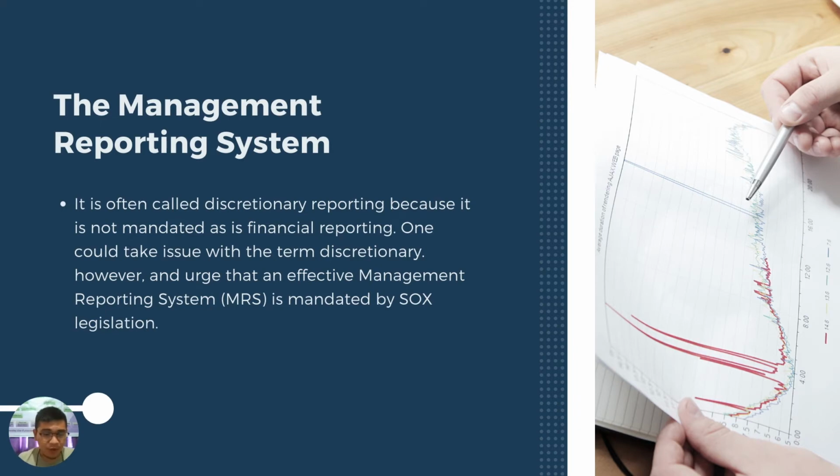One could take issue with the term discretionary, however, and argue that the effective management reporting system, or MRS, is mandated by SOX legislation, which requires that all public companies monitor and report on the effectiveness of internal control over financial reporting. Indeed, management reporting has long been recognized as a critical element of an organization's internal control structure.